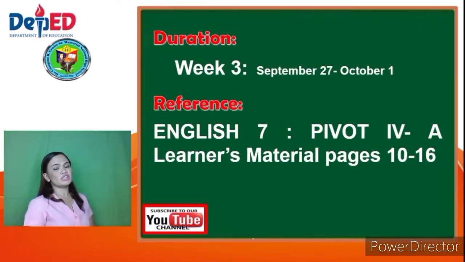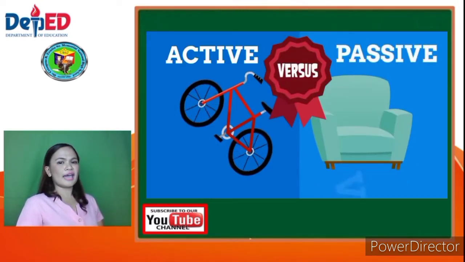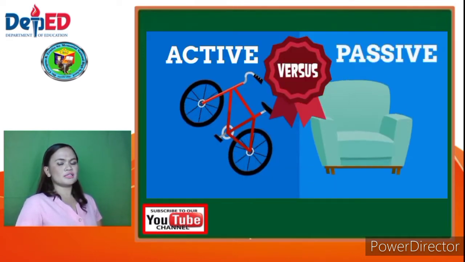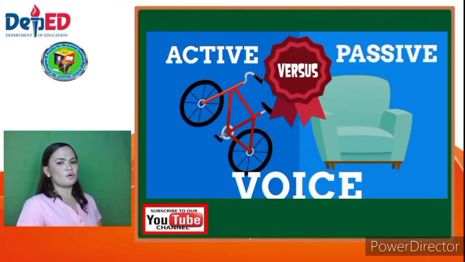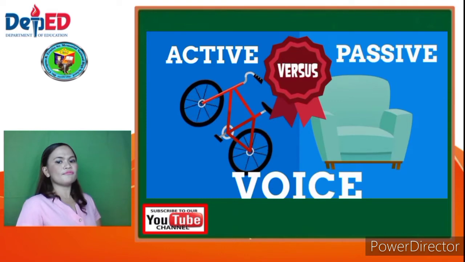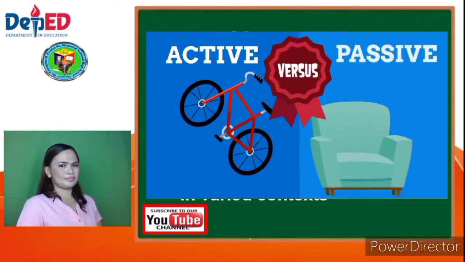And for the duration of this lesson, Week 3, from September 27 to October 1. For our reference, we have English 7 Pivot 4A Learner's Material, pages 10 to 16. This lesson highlights the grammatical features and forms of voices of the verb. This also focuses on points to be considered in transforming active voice to passive voice and vice versa.